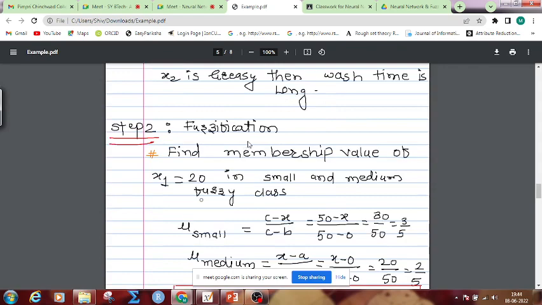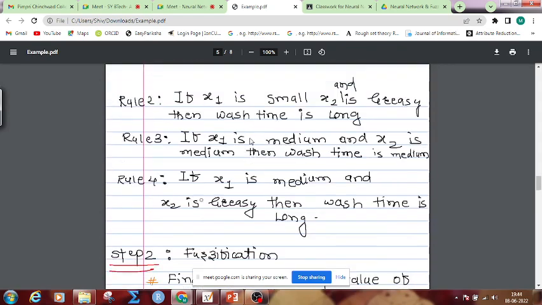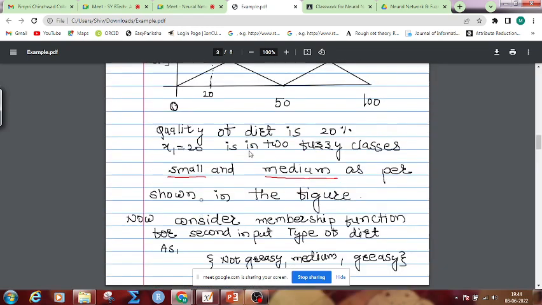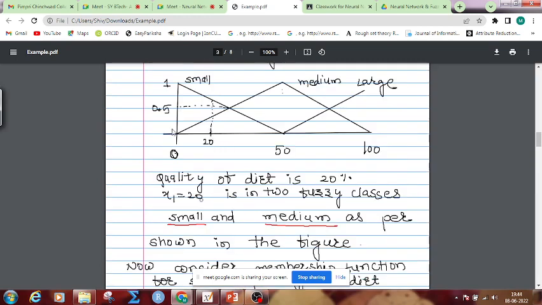For the fuzzification, yesterday itself I told you. Now which memberships do you want? Membership of small, medium for x1, and membership of medium, greasy for x2. For small, medium for the value 20, and for medium, greasy for the value 60, we are finding that membership. If you consider this 20 for the medium class, see this line, it is a line of a triangle. How can we find out the membership? It is the first line of the triangle, or you can use both ways.